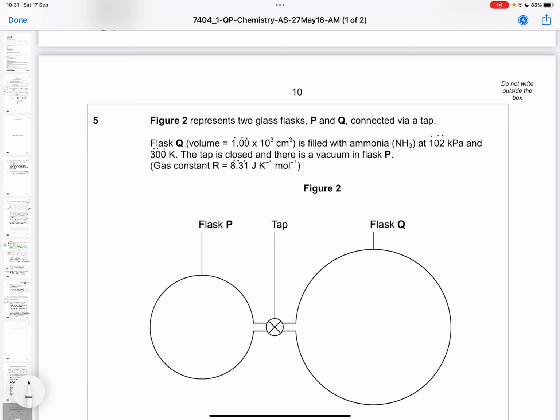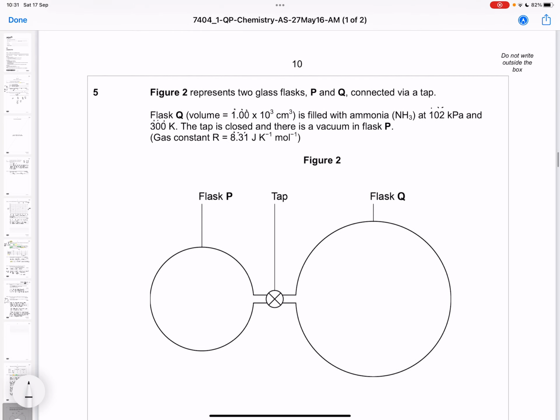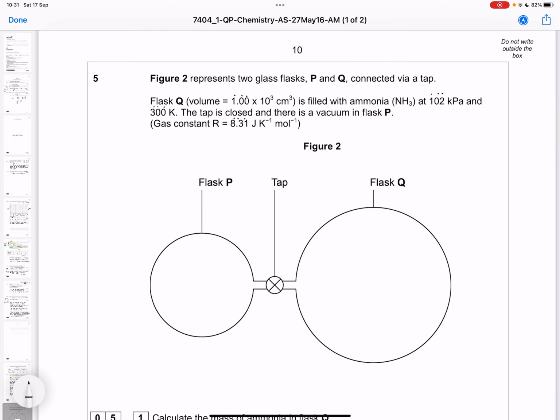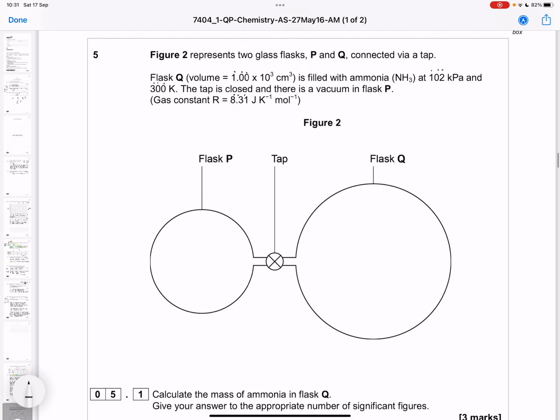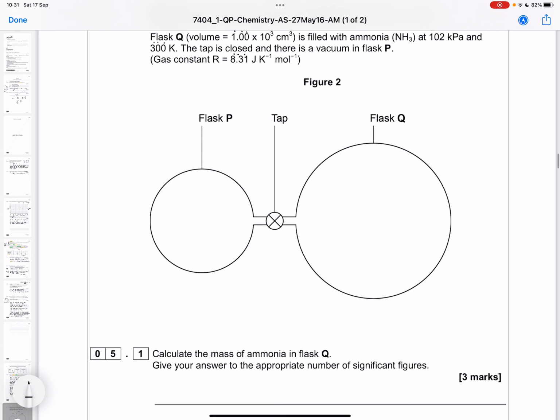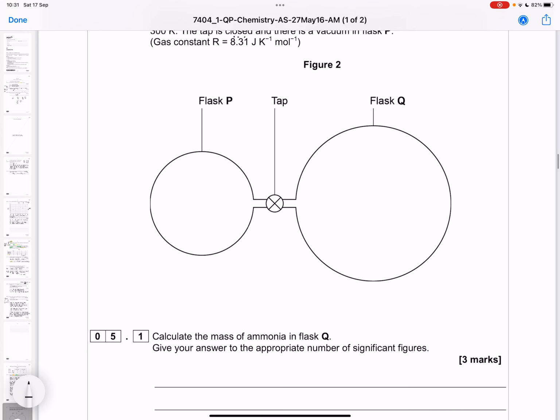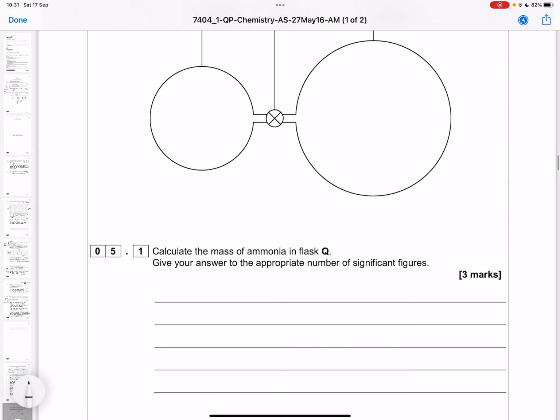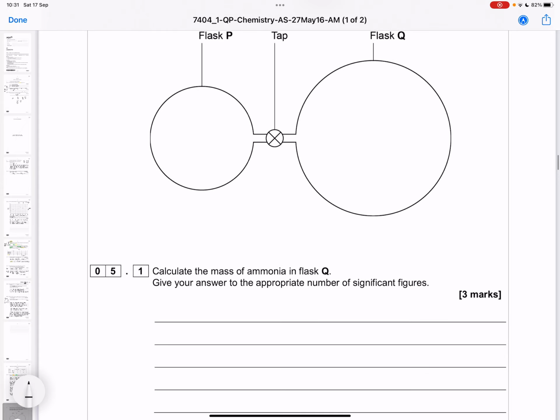Figure 2 represents two glass flasks P and Q connected via a tap. Flask Q, volume 1 times 10 to the 3 centimetres cubed, is filled with ammonia at 102 kilopascals and 300 Kelvin. The tap is closed and there is a vacuum in P. That means there's nothing in P at all, no particles, no molecules, nothing. We've been given the gas constant. Calculate the mass in flask Q.